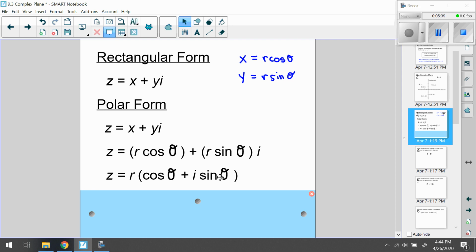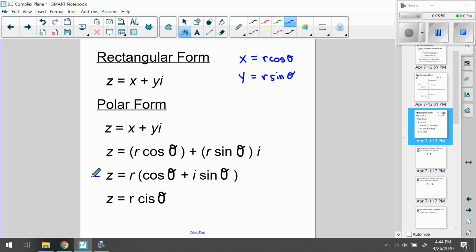And so what I'm about to do next, our textbook does not show this, but this is a pretty common kind of shorthand notation for polar form of complex numbers, and many resources use it, and it's something that I'm going to refer to throughout the next several lessons. And so these two here are identical. These mean the same thing. This is just a shorthand version of this.